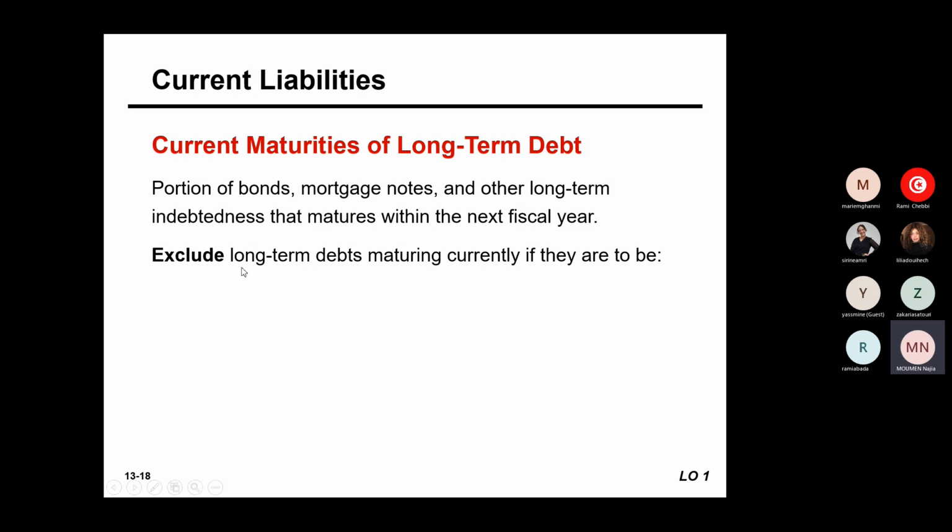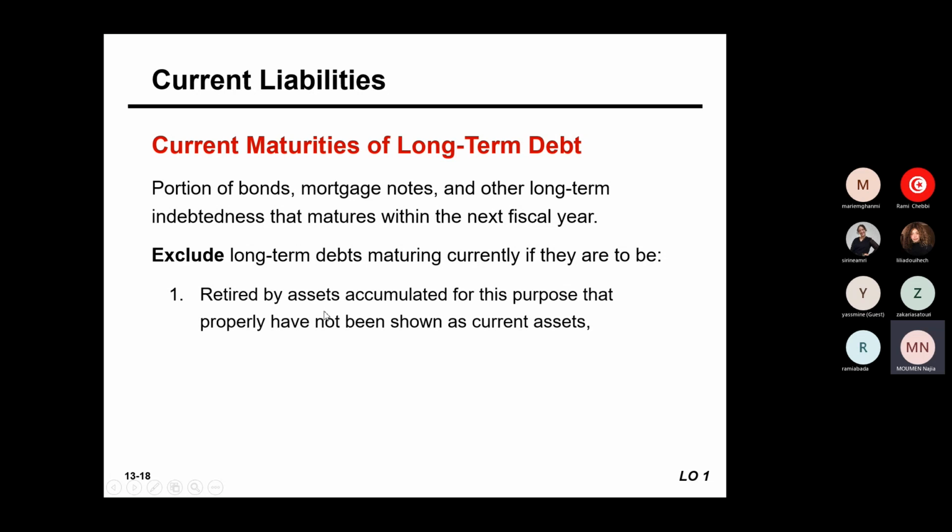So of course we should exclude that portion from long-term debt if they are to be what? Retired by assets accumulated for this purpose that properly have not been shown as current assets. So exclude long-term debts maturing currently if they are to be so, please excuse me. So again, we should consider as current maturities of long-term debt any portion of our long-term debt that will be what? Maturing within the next fiscal year.